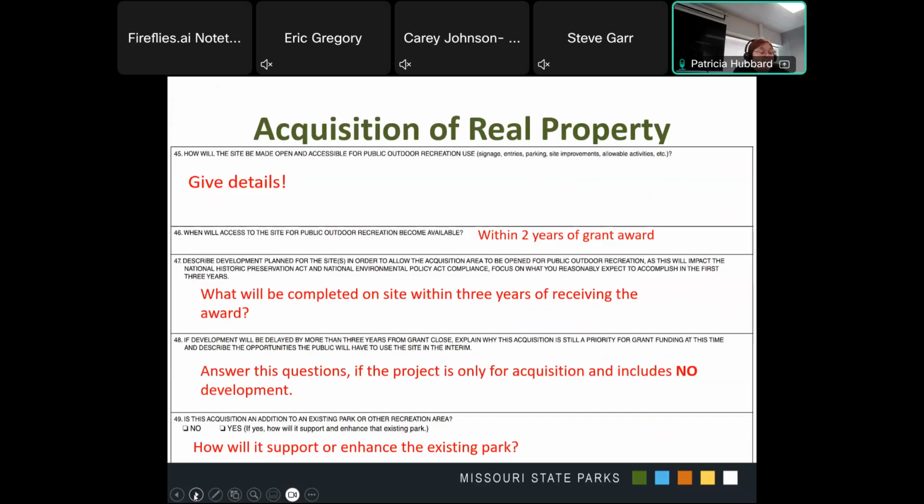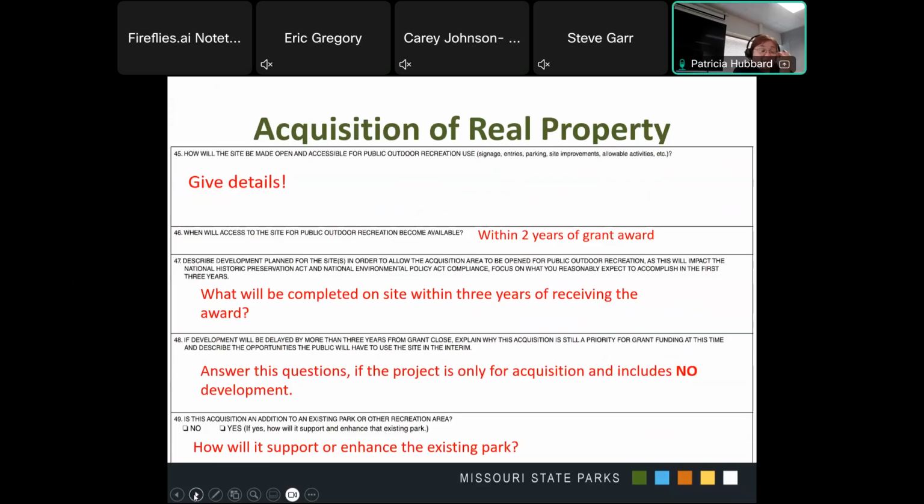48 is for projects that include only acquisition. It asks if the development will be delayed by more than 3 years from grant close. Explain why this acquisition is still a priority for grant funding at this time, and describe the opportunity the public will have to use the site in the interim. If development will not be delayed for more than 3 years from the grant close, indicate when development will be completed, and if your project includes construction, just write in N/A.